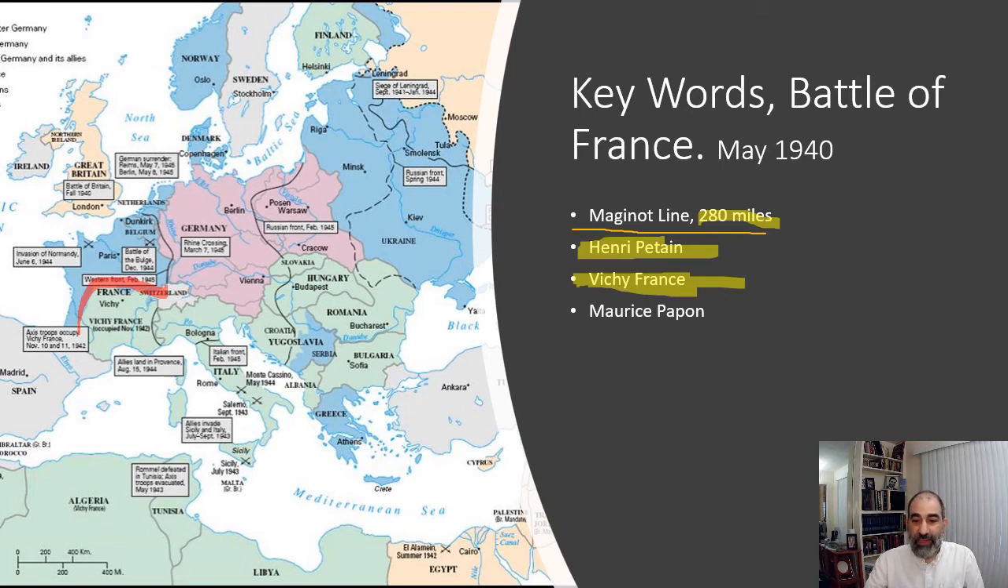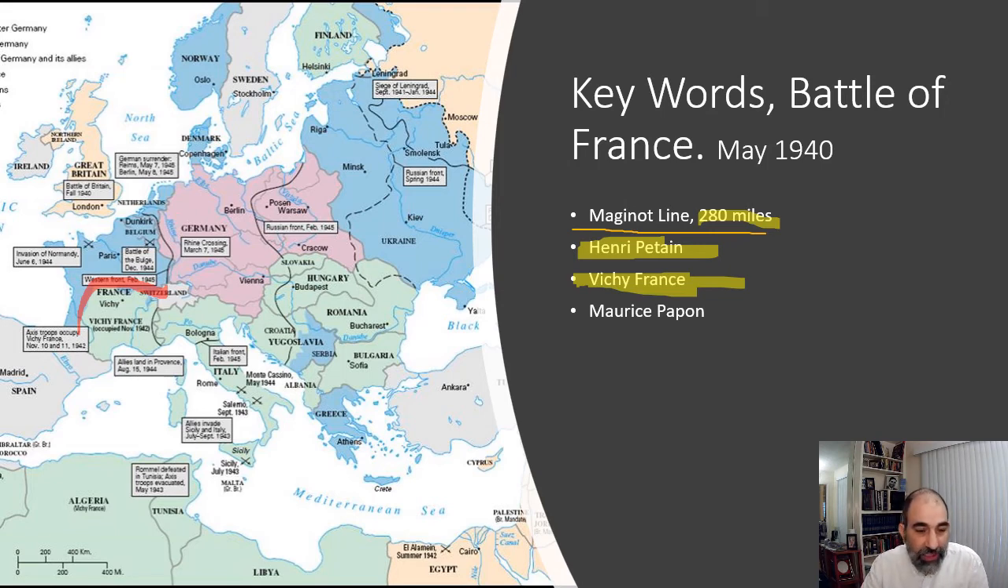He works a deal out with Hitler where he tells Hitler, hey, don't invade your forces into southern France, Vichy France as it's known. I will take care of that area for you. You want me to round up Jews for you? I will round up Jews for you. You want me to suppress the French resistance? I will suppress the French resistance.